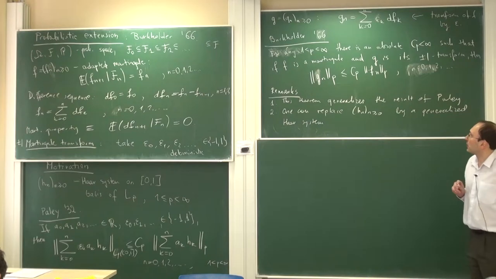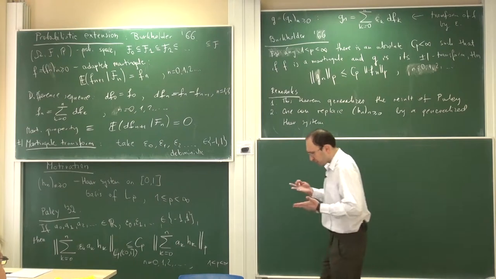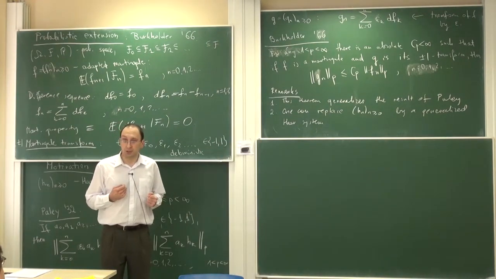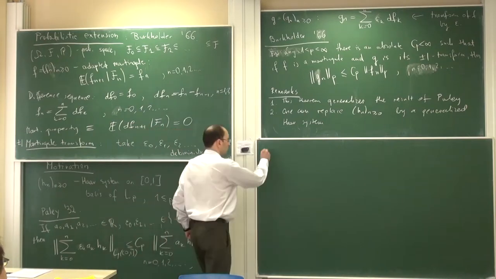Perhaps a word about Burkholder's proof here. So the original approach of Burkholder used interpolation and weak type inequality.